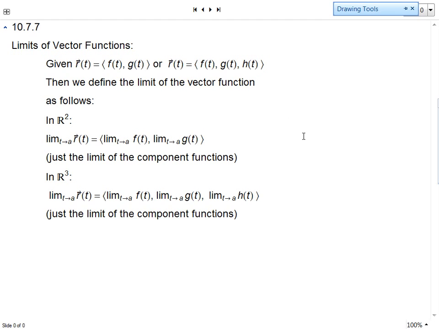Well, we love functions and we love limits. So back in Cal 1, we talked about the limit of a function, didn't we? Now we talk about the limit of a vector function, right? A limit of a vector function.